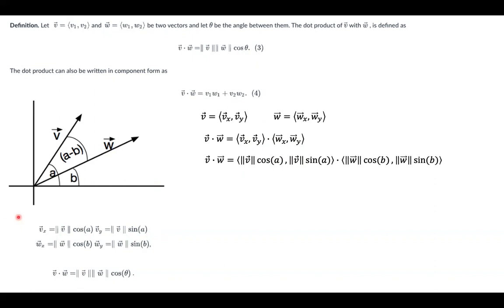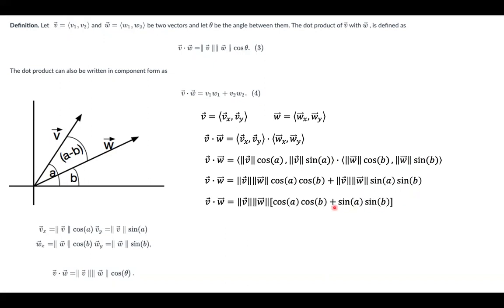Now if we use this definition and multiply it out component by component, we get v sub x times w sub x, which is the magnitude of v times the magnitude of w, cosine A, cosine B, and then plus we multiply together their y components, which gives us the magnitude of v, magnitude of w, sine A, sine B. Now I'm going to do a little bit of algebra and factor out the magnitude of v and the magnitude of w from both terms, so that I'm left with cosine A times cosine B plus sine A times sine B.